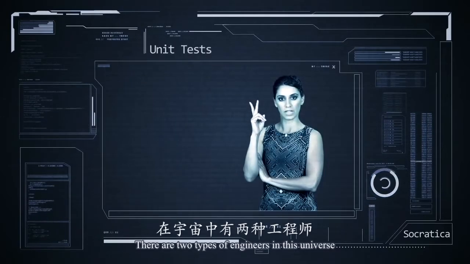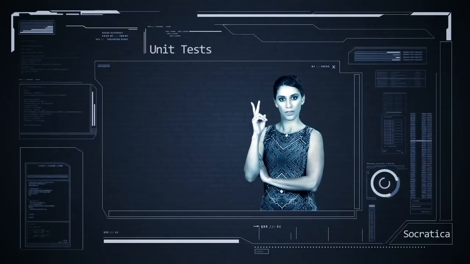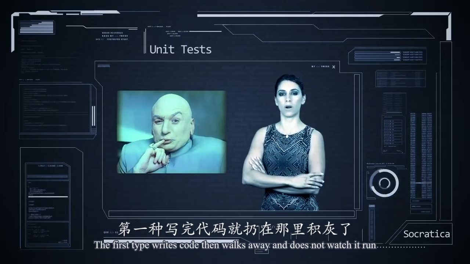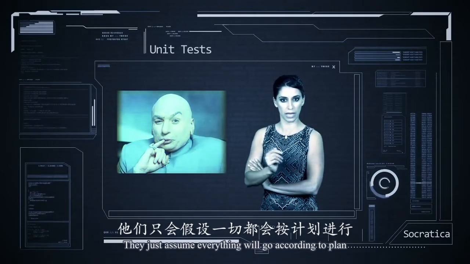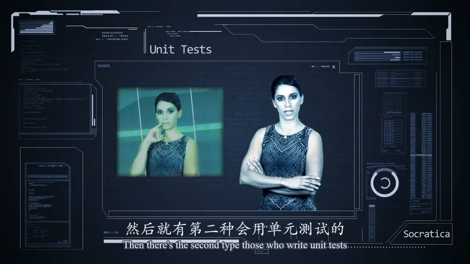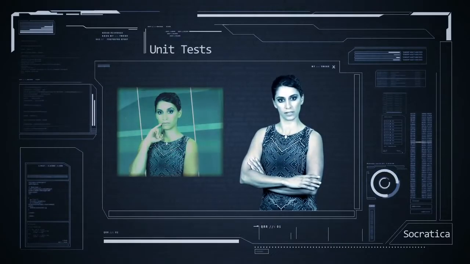There are two types of engineers in this universe. The first type writes code, then walks away and does not watch it run. They just assume everything will go according to plan. Then there's the second type, those who write unit tests.